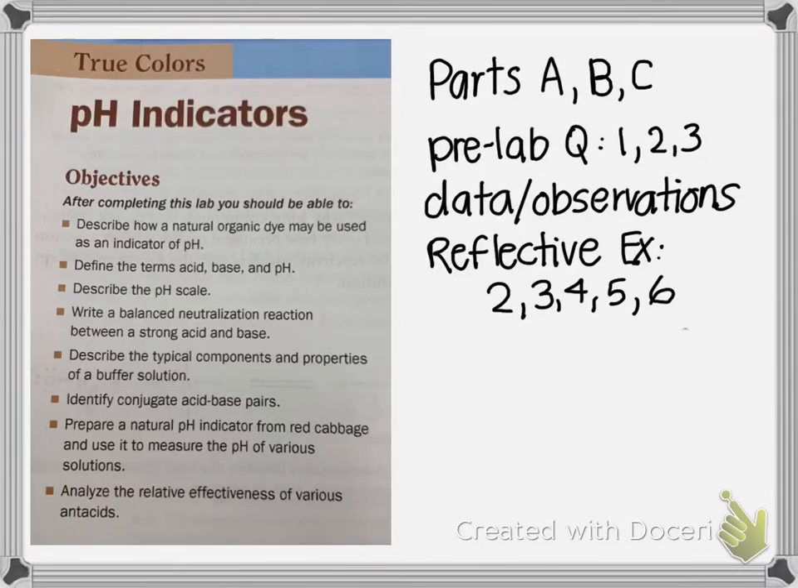This is the lab video for Lab 16 pH indicators. This video covers parts A, B, and C. For a completed lab, you'll need to answer pre-lab questions 1, 2, and 3, collect the data and observations presented in this video, do any calculations required to complete the lab, and then answer reflective exercises 2, 3, 4, 5, and 6.